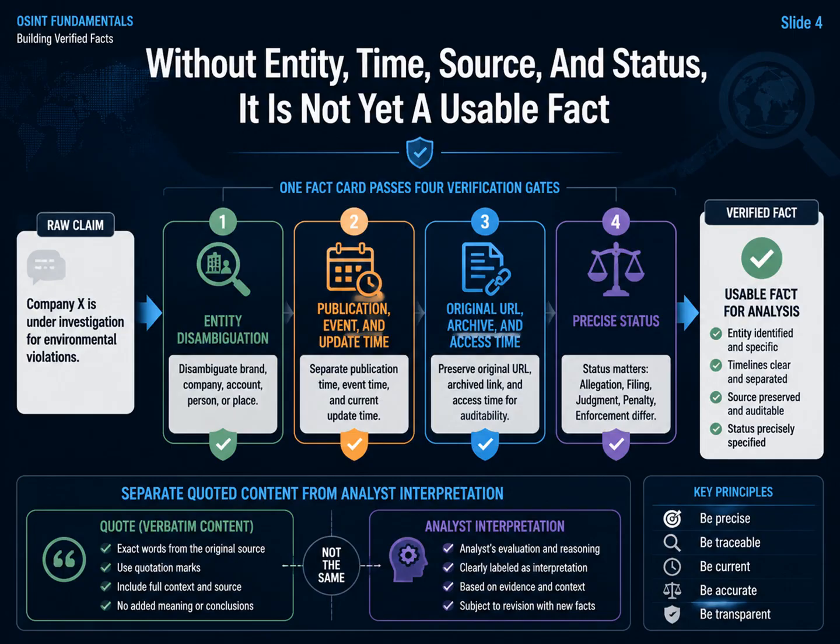A usable fact needs at least 4 elements: entity, time, source, and status. A brand may not be the contracting legal entity. Publication time may not be event time. A lawsuit allegation, filing, judgment, penalty, and enforcement action are not interchangeable states. Preserve the original URL, archive, and access time.